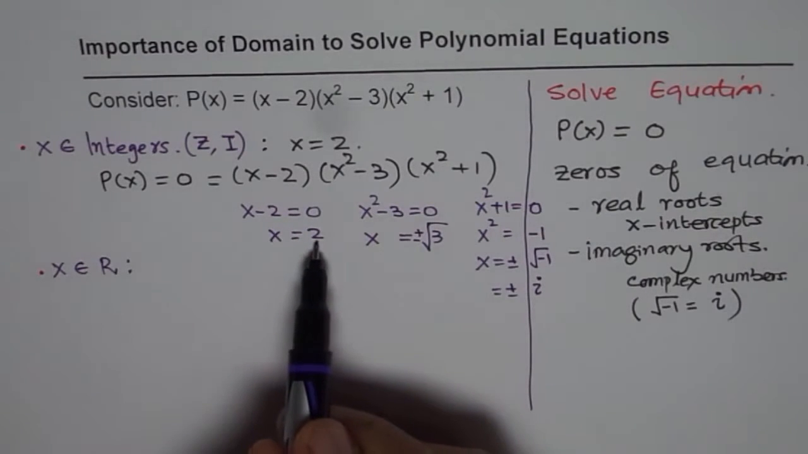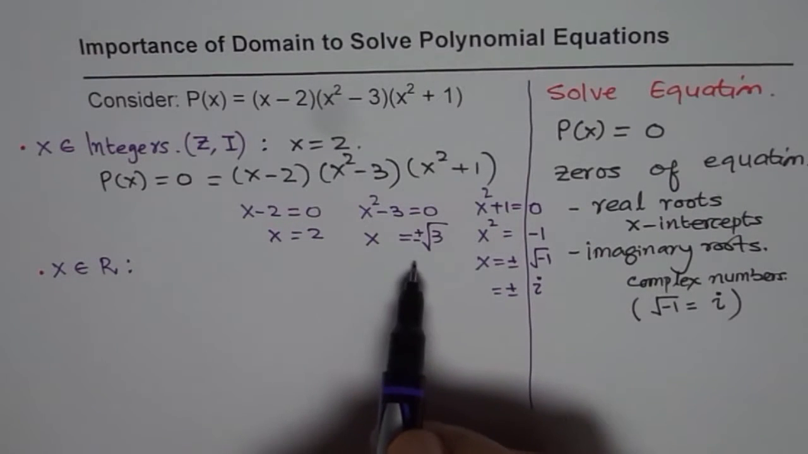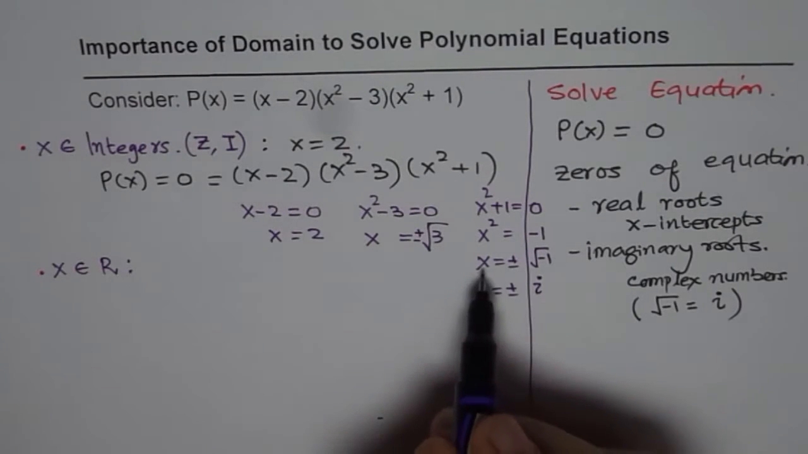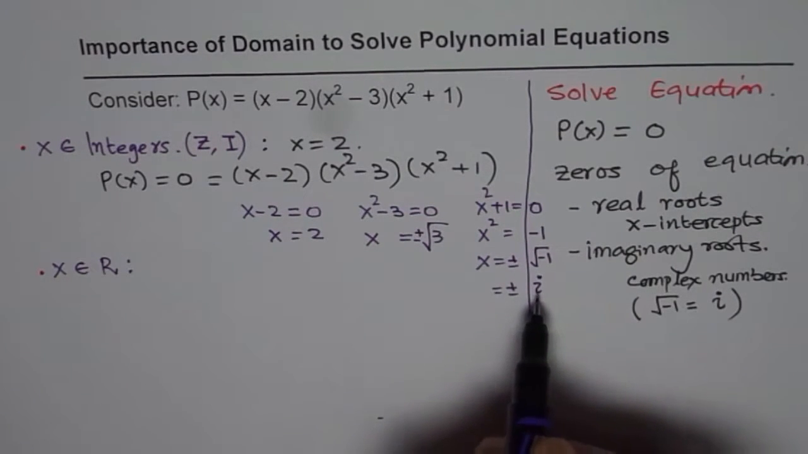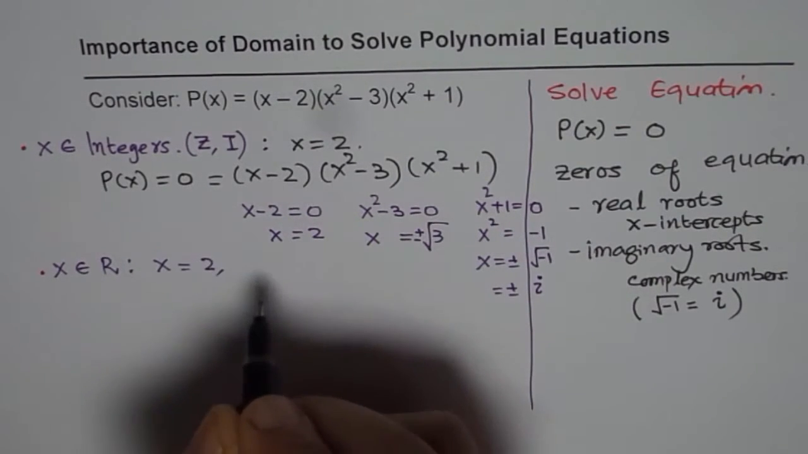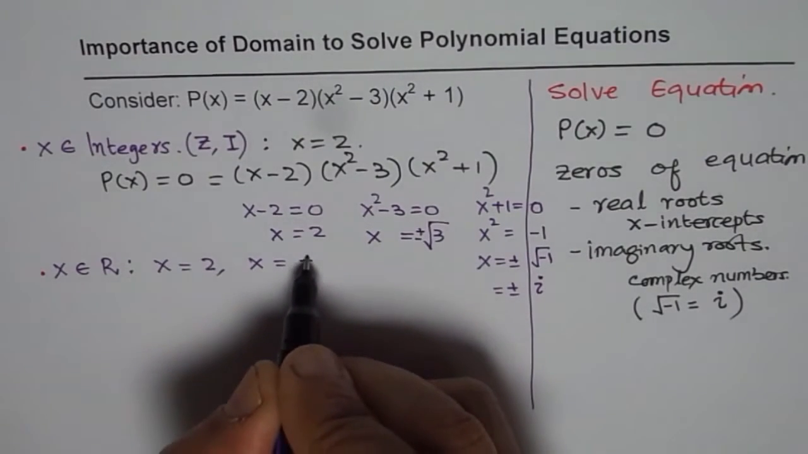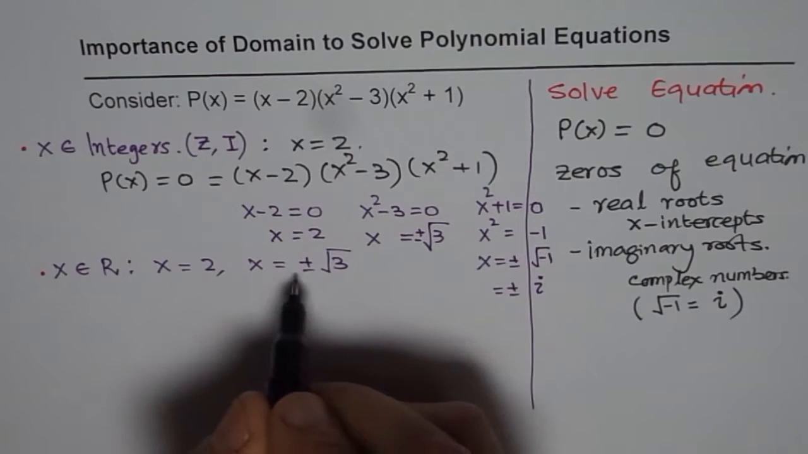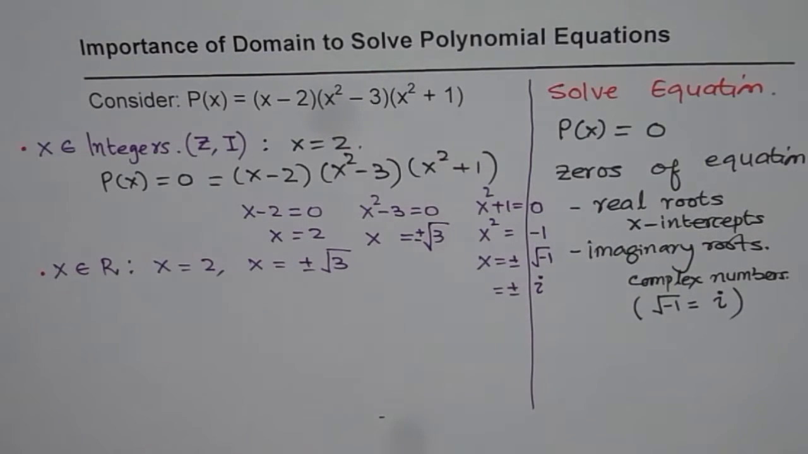Now x equals 2 is a solution, and x equals plus minus square root 3 is a solution in the set of real numbers, but not x equals plus minus i, correct? So we have three solutions here, and we say x equals 2 or x equals plus minus square root 3. So basically we have three solutions: 2, plus square root 3 and minus square root 3.